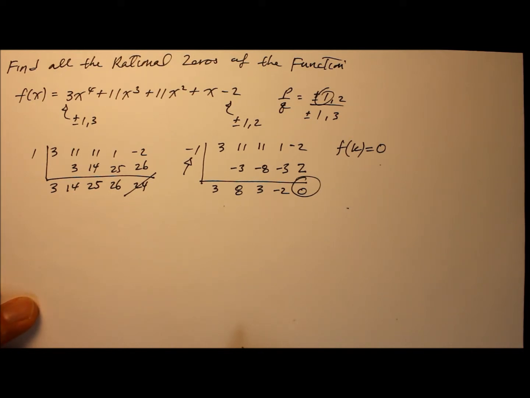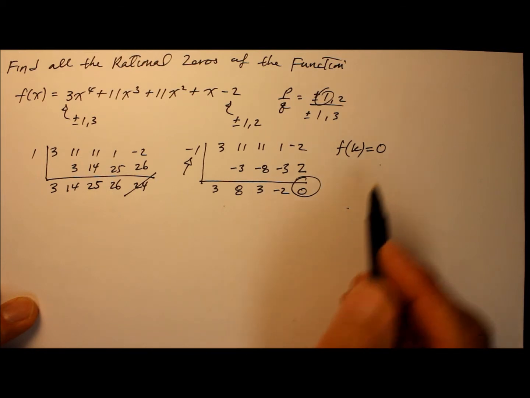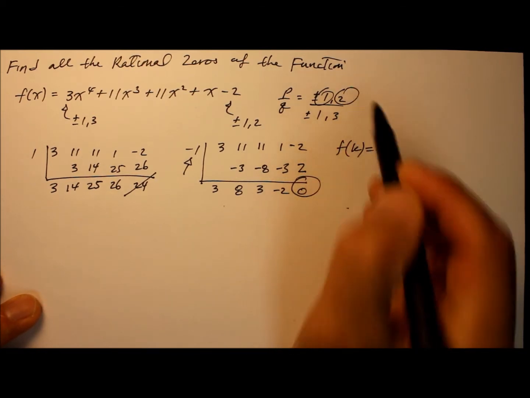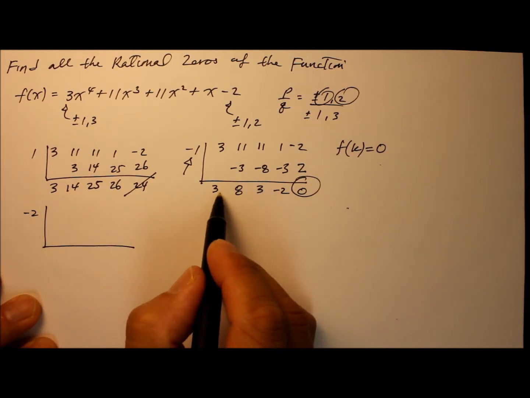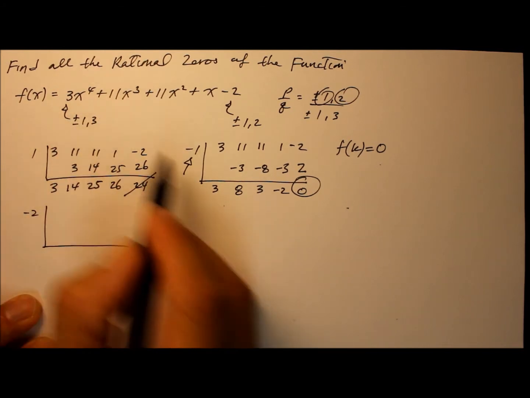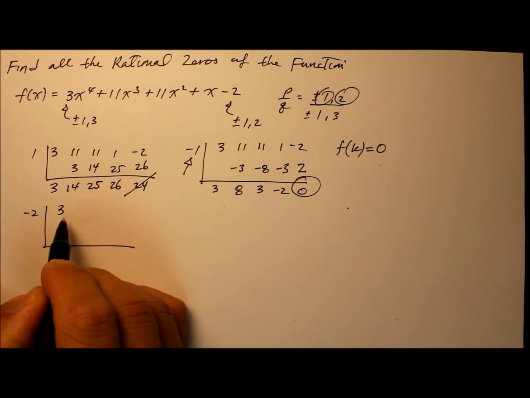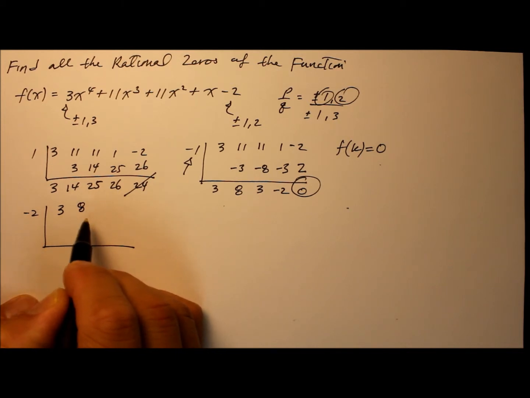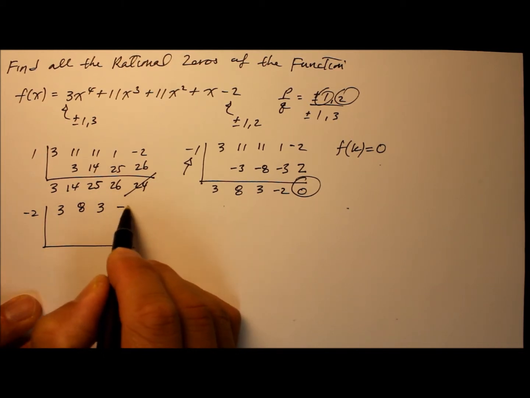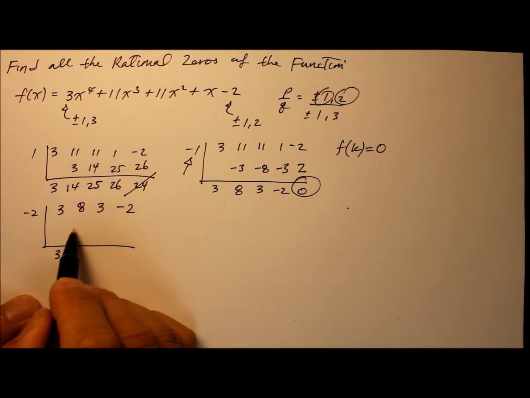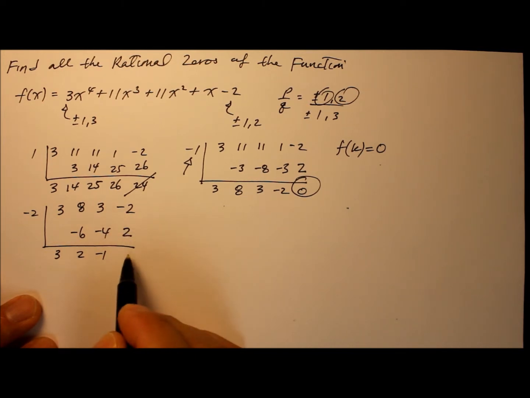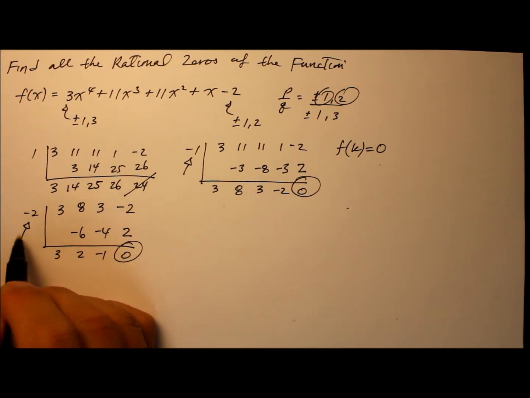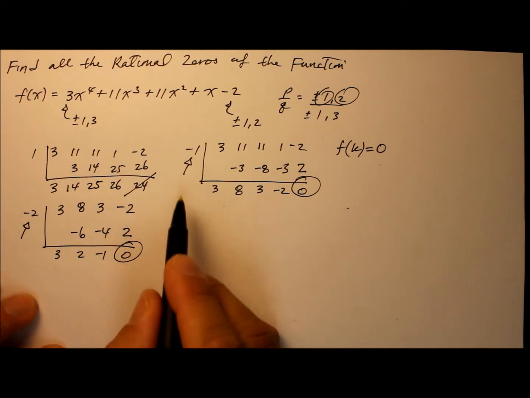So let's try the next one. How about a negative 2? So let's do that over here, negative 2. Take that new polynomial now. It's been reduced by a degree of 1. So it's not 4, now it's 3. So 3x cubed plus 8x squared plus 3x minus 2. Bring it down. Negative 6, 2, negative 4, negative 1. And check this out. Again, I hit the jackpot. So that is also a factor. That is another 0, I mean.